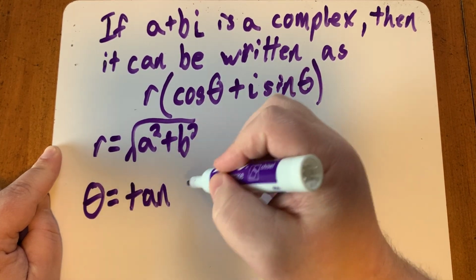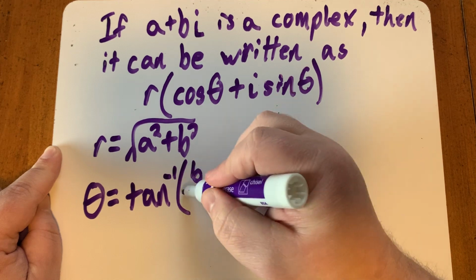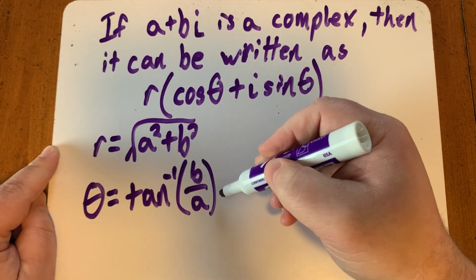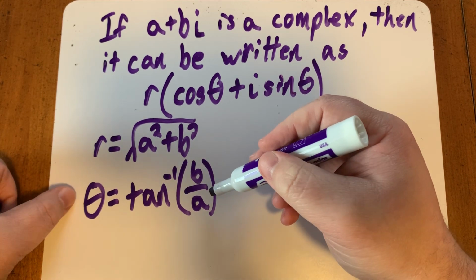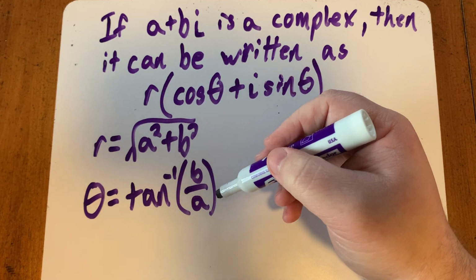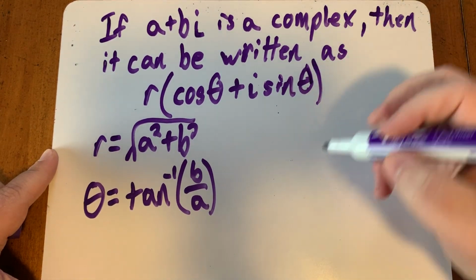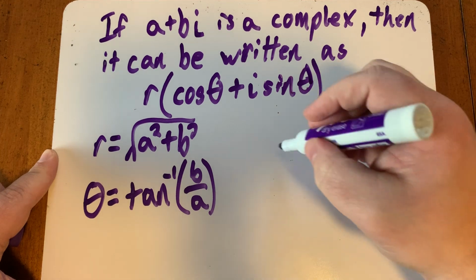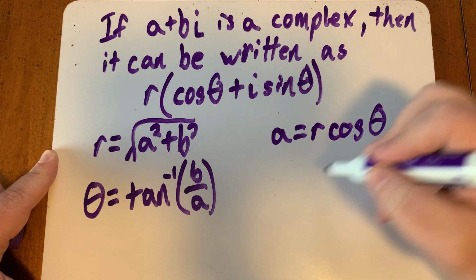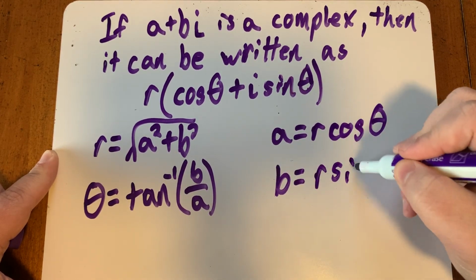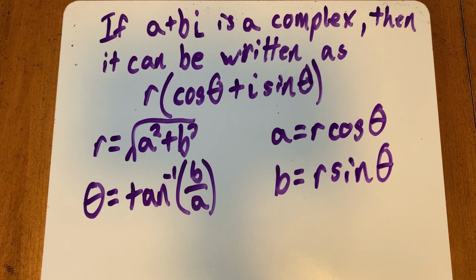Theta is going to be tangent inverse of b over a, and you would just figure out what that gives you as the reference angle, and then you would work from there. I just don't feel like writing that out. And likewise, a would always be r cosine of theta, and b would always be r sine of theta. So this is how we can go back and forth between standard complex form and polar form of complex numbers.